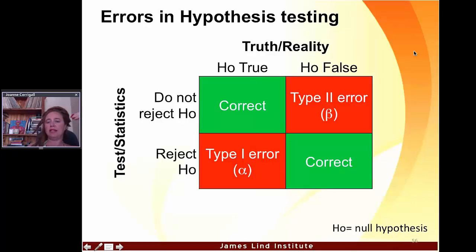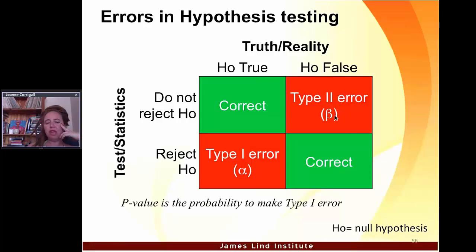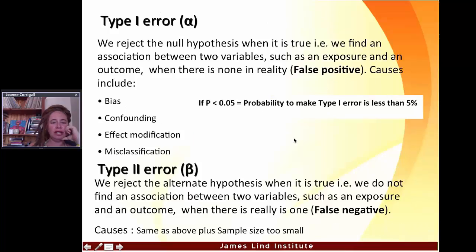If in reality the null hypothesis is false, in other words, our alternative or research hypothesis is true, and then we get a false negative, then we call that a type 2 error. So we're going to go through these in a bit more detail. And just to point out that the p-value is the probability of making the type 1 error. Okay, so let's have a look at these in a bit more detail.